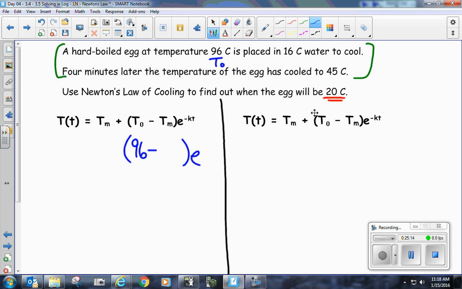Okay. It is placed in 16-degree water to cool. What is that? The 16, yeah, that's the environment. That's the water. It's being put in the water. So the egg is now in the water. That's the environment and its surrounding. That goes in two places, right? That goes here, and then that goes here in front of this plus sign. So we're not multiplying it, it's plus. Okay.